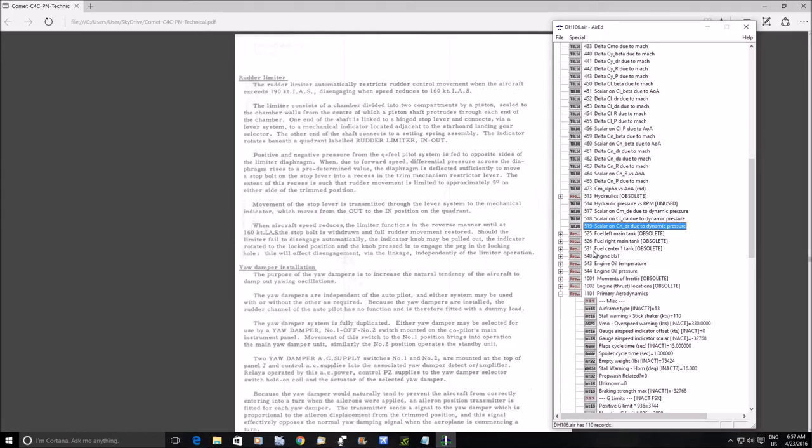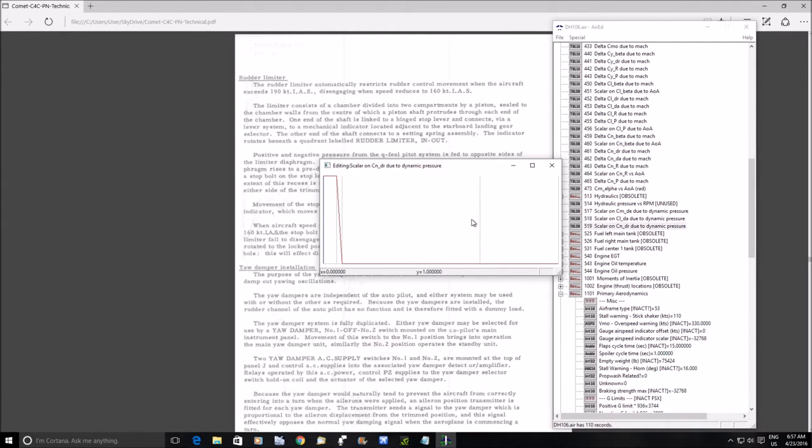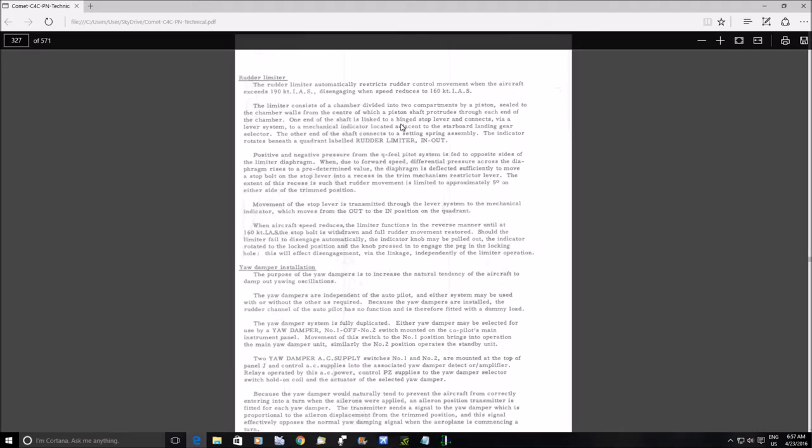So we go to our table 519 in the air file. And 160 knots is 85 on the dynamic pressure. And then 190 knots is 120. And we got 18% on the y-axis because the rudder is limited to, what did they say here, 5 degrees? 5 degrees on either side of the trimmed position.